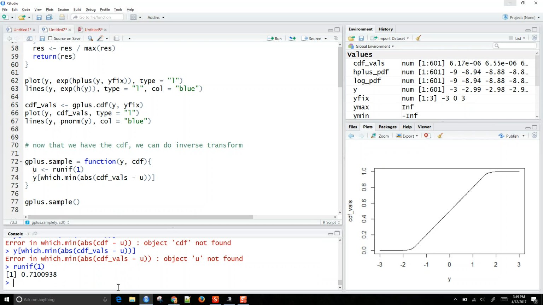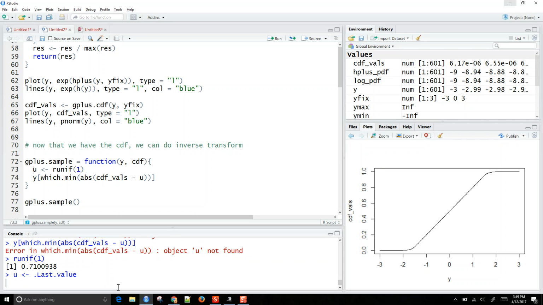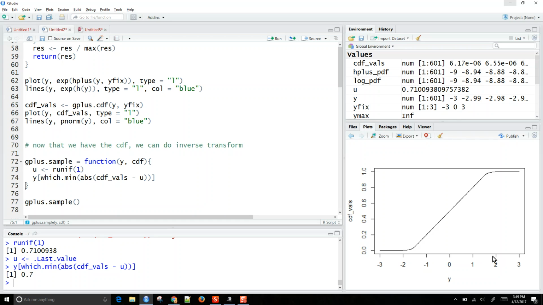Okay, so now we're going to say u is dot last value. Which value is closest to 0.71? Using this thing, it says 0.7 is the one that gives you the value closest to 0.71. And so this would be a random value, which is rather close: if I say 0.71 for the p norm, it's close to 0.7, right? Because this is the approximation versus the real thing, so it's not too terrible, and we can just keep sampling this way. Then we calculate this, plug it in, and ask whether we should accept this value of 0.7 or not.